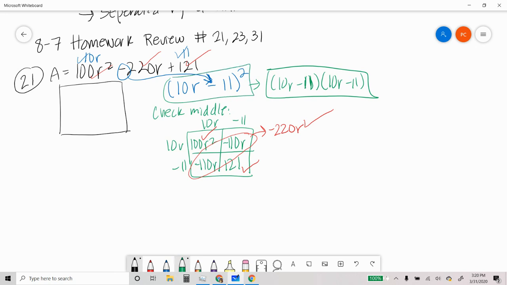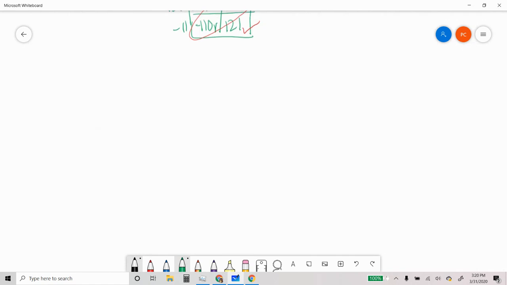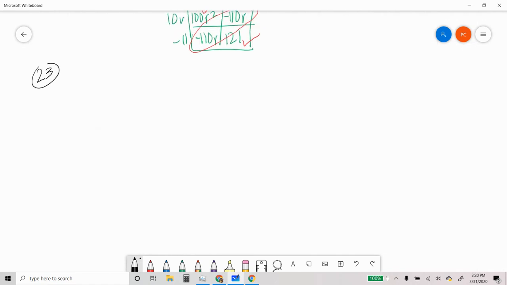Okay? I would see if you can do number 23 on your own now. If you had a question on both of them, I'll do 23 as well, so you can check your answer with mine and go through your work. So for 23, the area of a square is 25r squared plus 30r plus 9. So same process. Is there a GCF? 25 and 9 don't have any common factors, so there's nothing there.